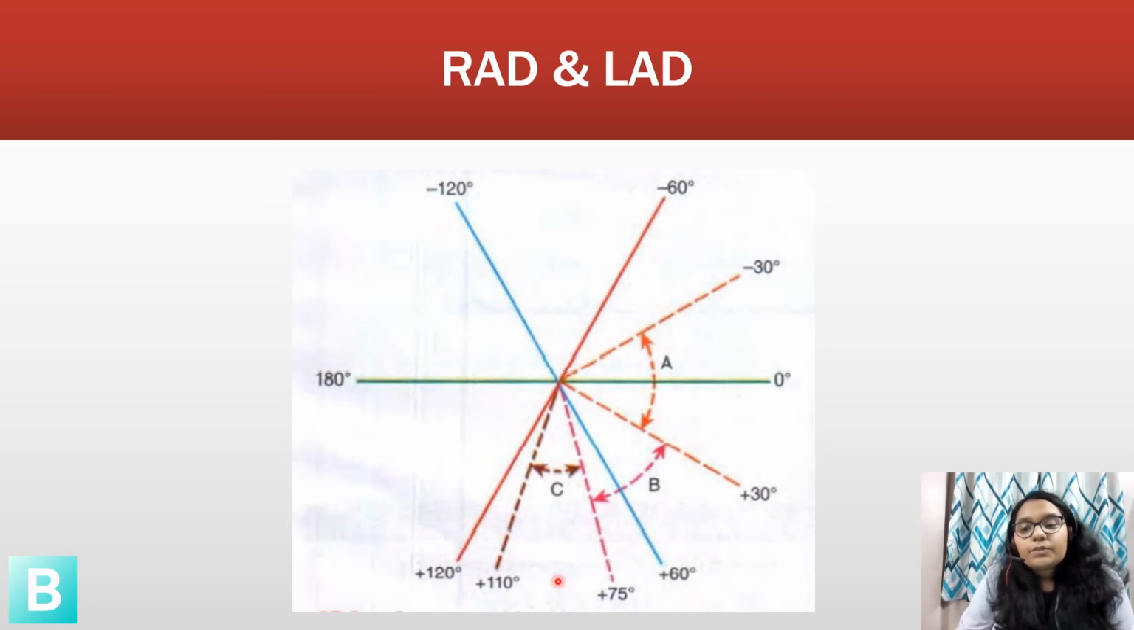The point to be noted here is that abnormal left axis deviation can occur due to left bundle branch block, left ventricular hypertrophy, or the anterolateral myocardial infarction, while abnormal right axis deviation can occur due to right bundle branch block, right ventricular hypertrophy, or the posterior myocardial infarction.